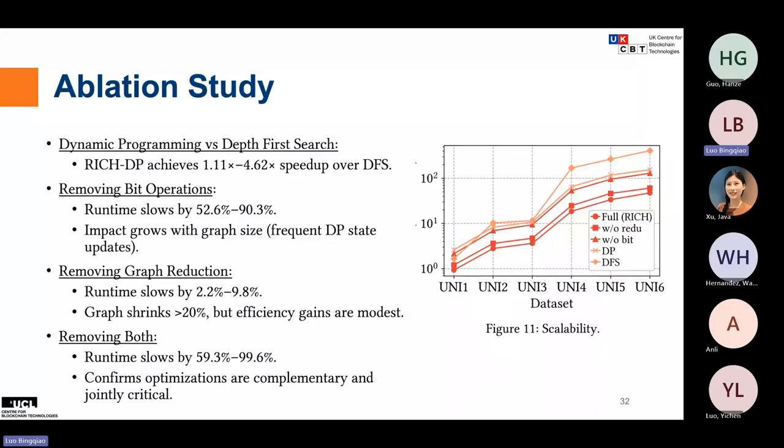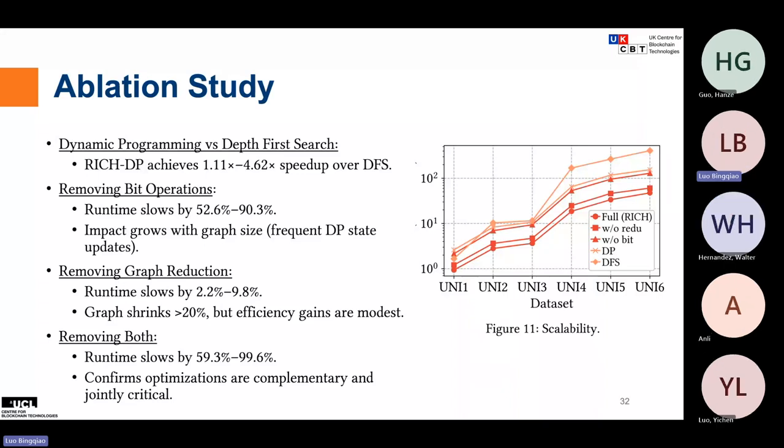But actually, we see that the graph size will be decreased by about 20%, even though the efficiency only got less than 10% as an advantage. This is also reasonable because when we are doing those graph reductions, the nodes being reduced are anyhow not of very high connectivity. So removing them from the graph will not have a direct impact on the runtime.